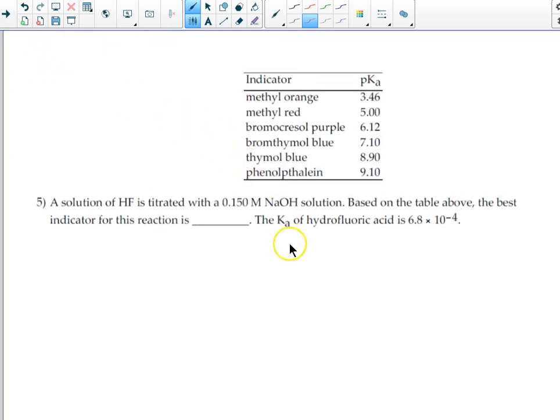No. It's going to say which one of them. So it's going to be methyl orange, methyl red, bromocresol purple, bromothymol blue, thymol blue, and phenolphthalein. It's going to ask you to pick which one of these works. And it's the one whose pKa here is closest to the pKa here.